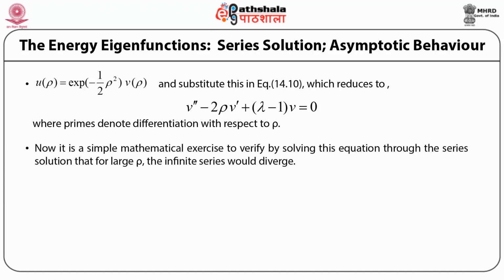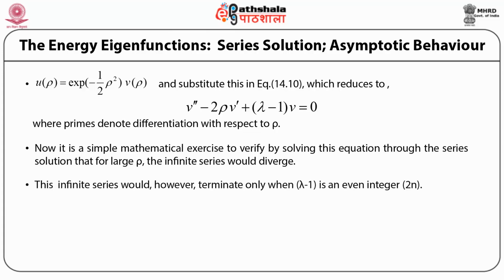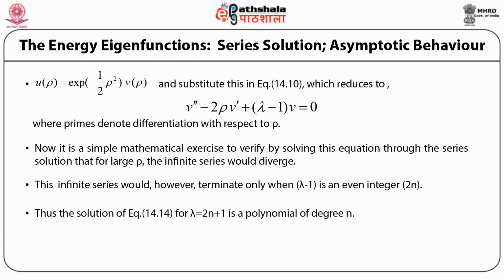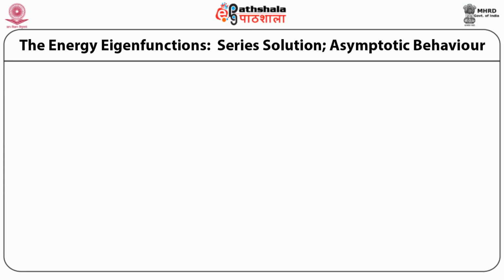Now, it is a simple mathematical exercise to verify by solving this equation through the series solution that for large rho, the infinite series would diverge. This infinite series would, however, terminate only when lambda minus 1 is an even integer, that is 2 times n. Thus, the solution of equation 14 for lambda is equal to 2n plus 1 is a polynomial of degree n. We next discuss the energy eigenfunctions, their series solution, and the asymptotic behavior.